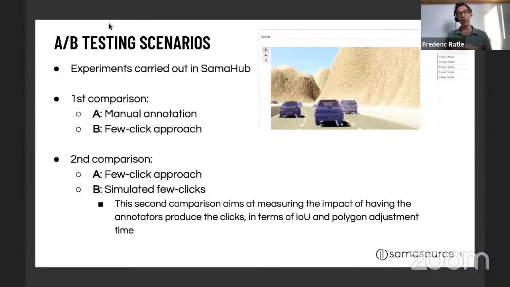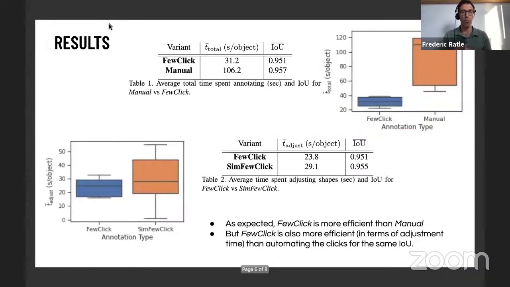Then we ran a second experiment, which is more of a usability study on few-click annotation. What we wanted to measure is whether having the annotators produce an input to the machine learning model provided more confidence in the output of the model. So in other words, were they more or less likely to edit the prediction if they contributed something to that prediction. So we ran those two experiments using a pool of annotators.